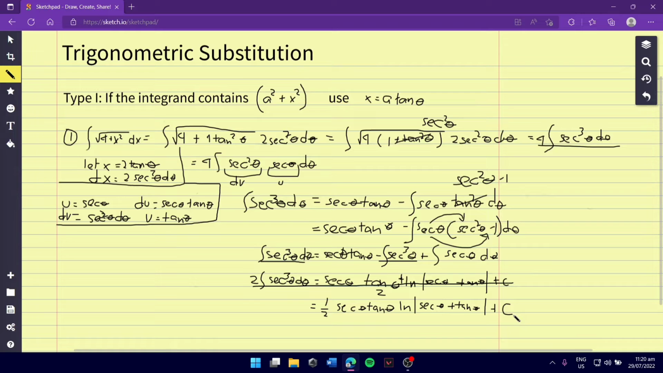So in our final answer, we will substitute secant theta and tangent of theta in terms of x. Okay? So we will do that now.